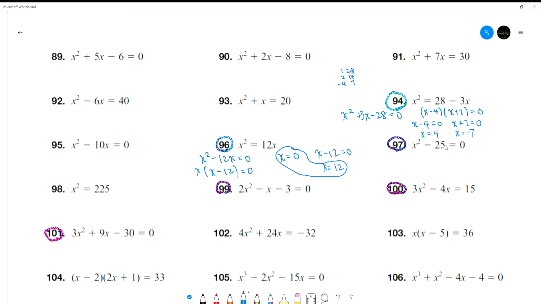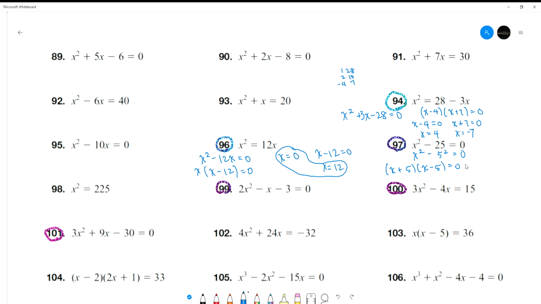97, x squared minus 25 equals 0. Hopefully by now, we can all recognize this as the difference of two squares, right? We have your x squared minus 5 squared, right? So that's our difference of squares, right? So that always factors to x plus 5 times x minus 5 equals 0.